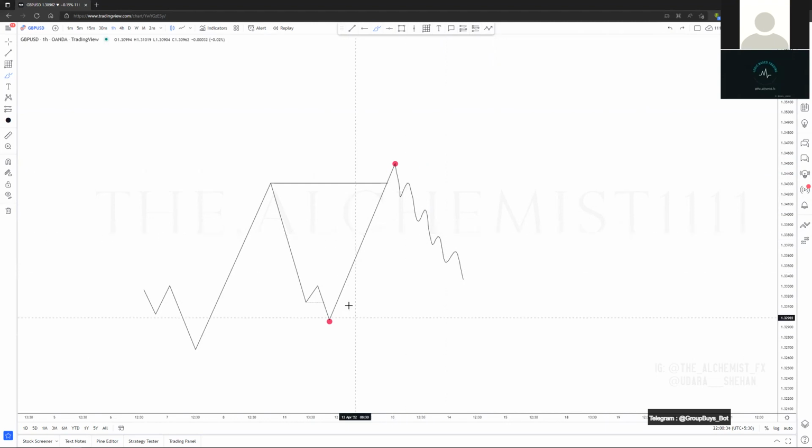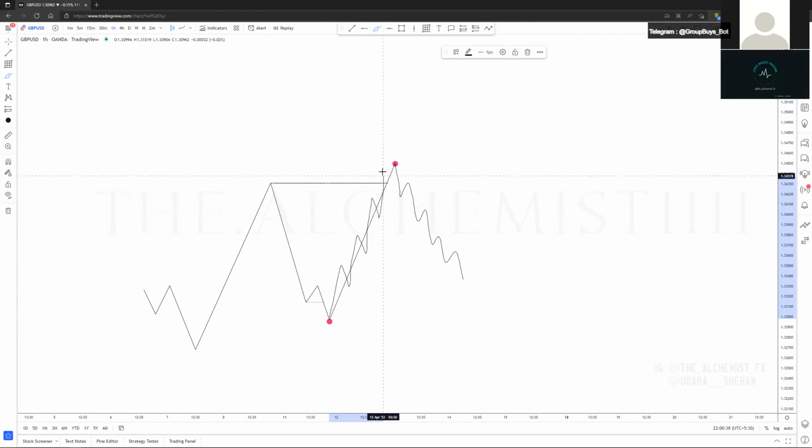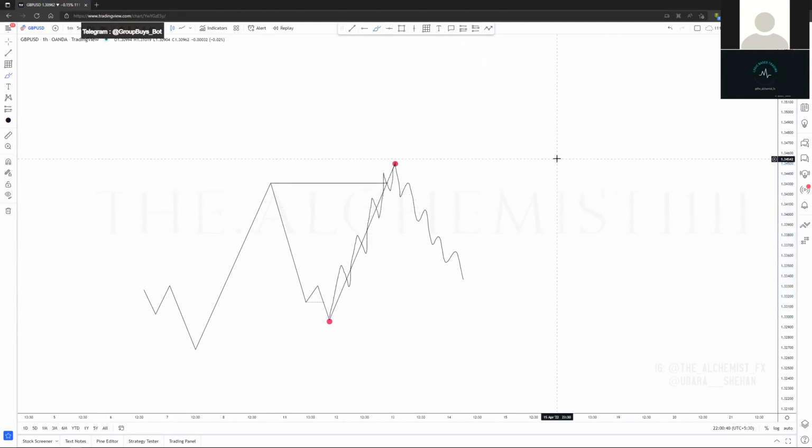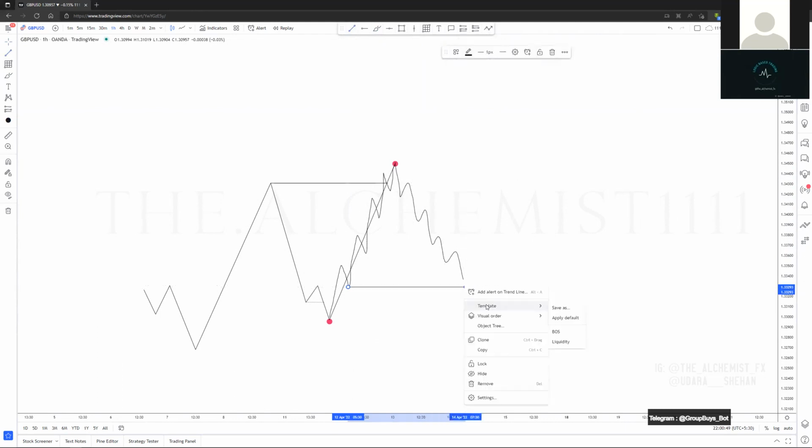So what is that liquidity? The swing lows that are inside of this trading range. Once again, that three candle formation is very important. The swing lows that are inside of this trading range is what we call the internal range liquidity. Can you understand that? Okay.